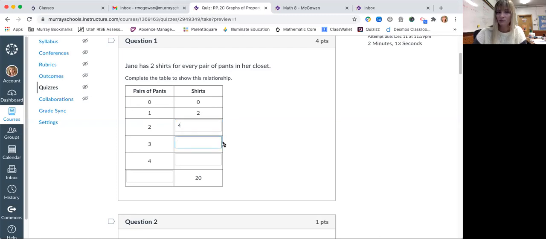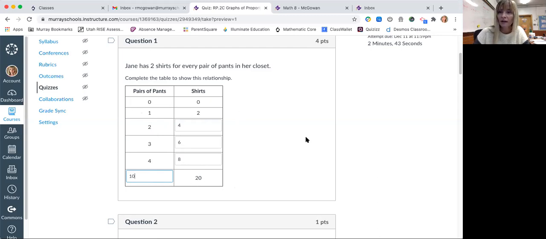3 pairs of pants must be 6 shirts. 4 pairs of pants must be 8 shirts. And then they stop following this nice pattern right here. And not only do they stop following the pattern, but now they're giving me shirts. If she has 20 shirts, how many pairs of pants must she have? Well, when we're going this direction, we were timesing by 2. So now going back this direction, we're thinking what times 2 would give me 20, which is also division. So 10 pairs of pants would be 20 shirts.